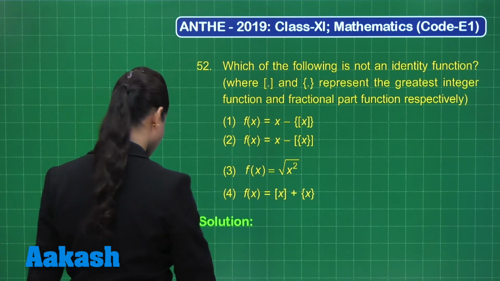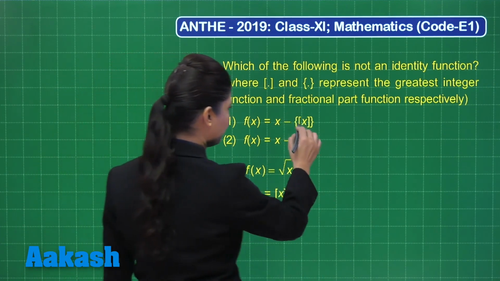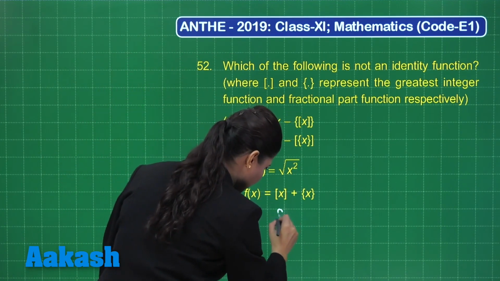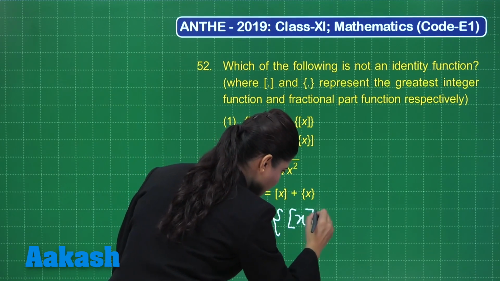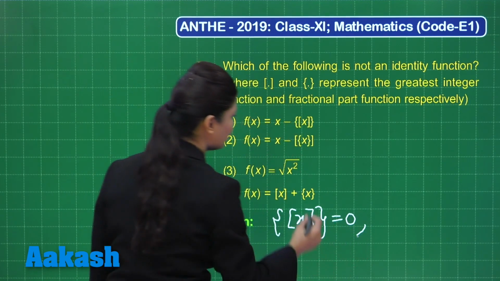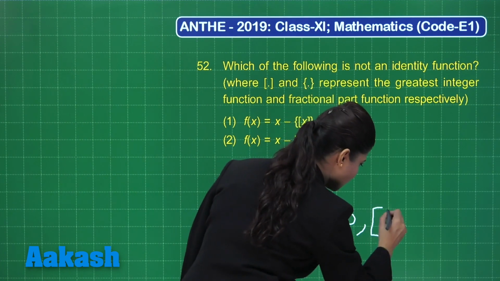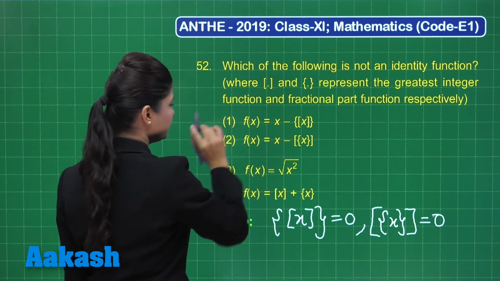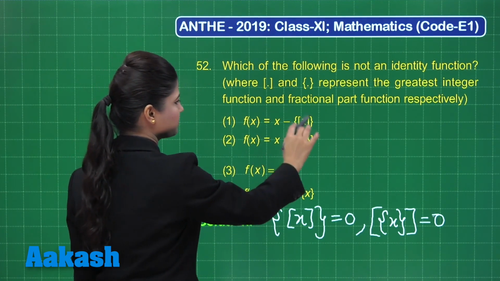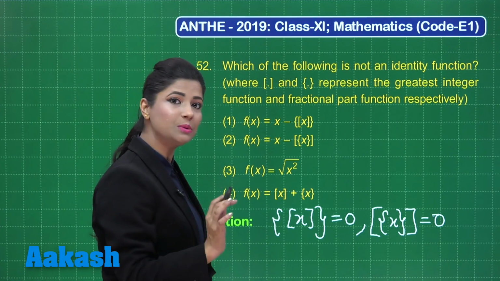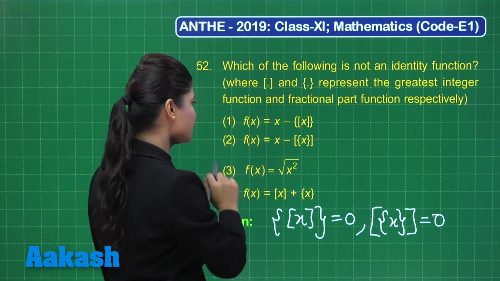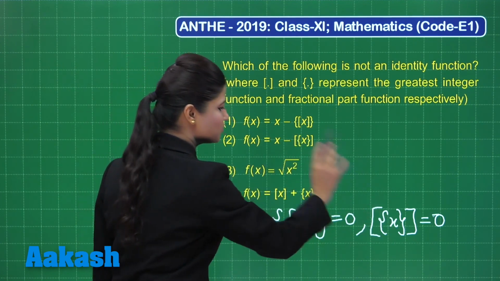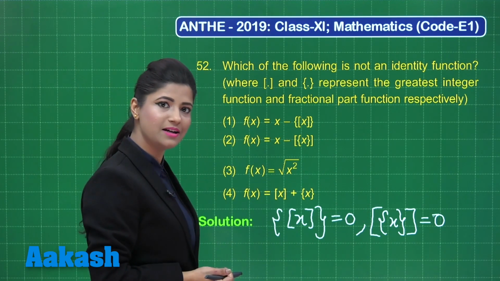So proceeding with this question, here you can observe when you are talking about the fractional part of this greatest integer function, here fractional part of greatest integer function is absent, so value of this is 0. Moreover, when you are talking about the greatest integer part of the fractional part of x, this is also equal to 0. That means here in the first option, f of x is equal to x minus 0. So it is equal to x itself. So this is an identity function. Next, we have f of x equal to x minus this quantity, which is also 0. So again it results in identity function.